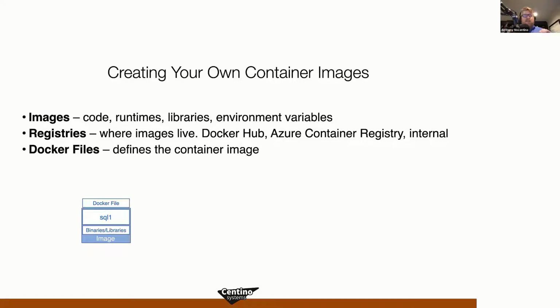Once I write that Docker file, I'm going to do a Docker build. That's going to make a binary package or a container image on my local system, on my development workstation, that I can then start containers from. And that's what we're going to do in our demos today. We're going to write a Docker file, we're going to build a container image, and we're going to run that container on our local system.